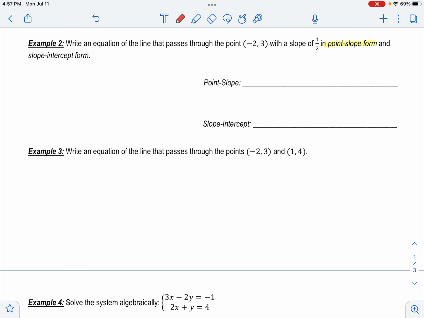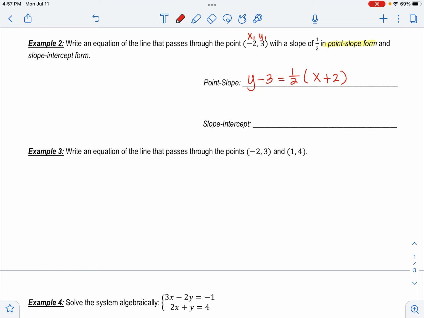So let's start with point slope form. Point slope form, remember, is y minus y1. This is y1 right here. This is x1 right here. So y minus 3 equals m, the slope, which is 1/2, times the quantity, so don't forget your parentheses there, x minus x1, which is a negative 2. So we're going to say that's plus 2 because it's minus a negative.